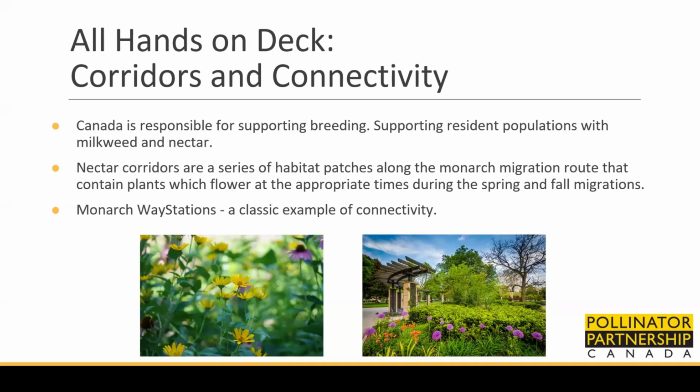And to reiterate, our goal in Canada is responsible for breeding, supporting resident populations with milkweed and nectar. Nectar corridors are a series of habitat patches along the migratory route that connect plants that flower at the appropriate time of year in the spring and fall migrations. A classic example of this sort of connectivity are monarch way stations.